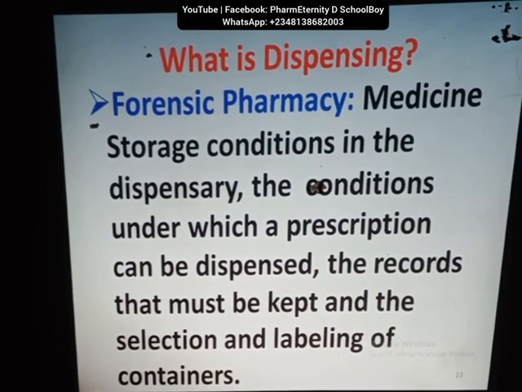Now, forensic pharmacy. The study of forensic pharmacy will help the pharmacy technician or the pharmacist to be well grounded in the legal requirements, such as medicine storage conditions in the dispensary, the conditions under which a prescription can be dispensed, the records that must be kept, and the selection and labeling of containers. These things are very important. These are what you learn in forensic pharmacy. It's very important for a pharmacy technician to be grounded in these things, and even a pharmacist, not just a pharmacy technician.